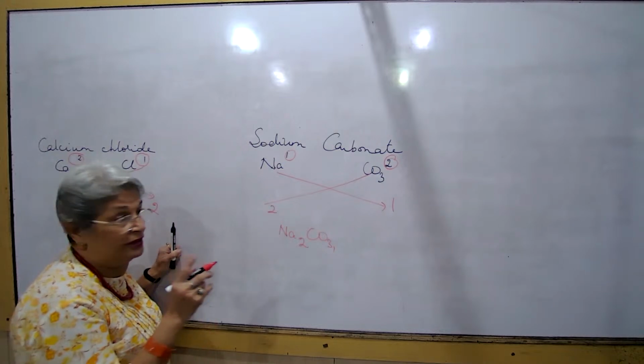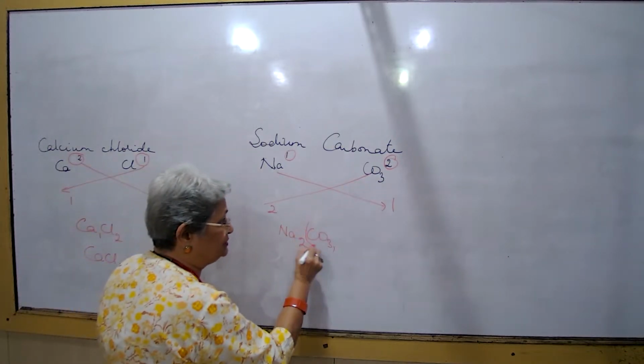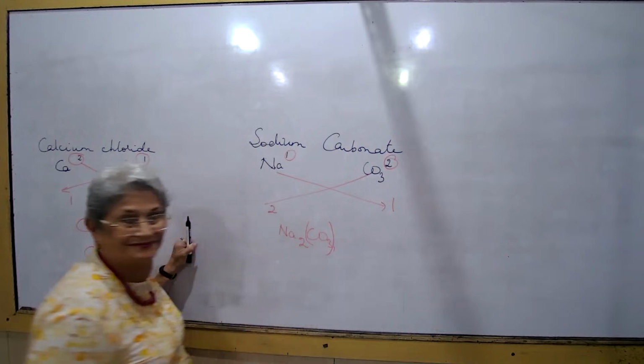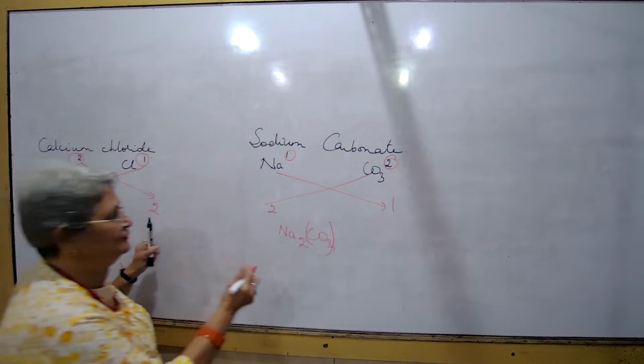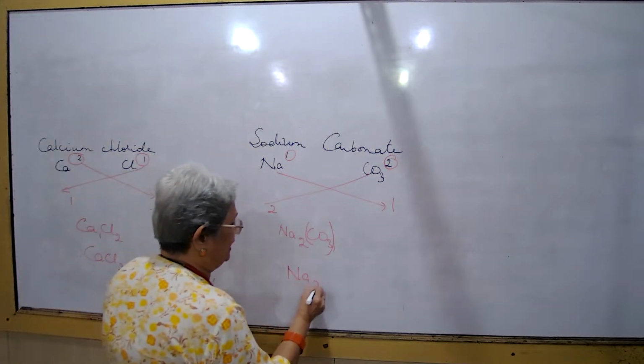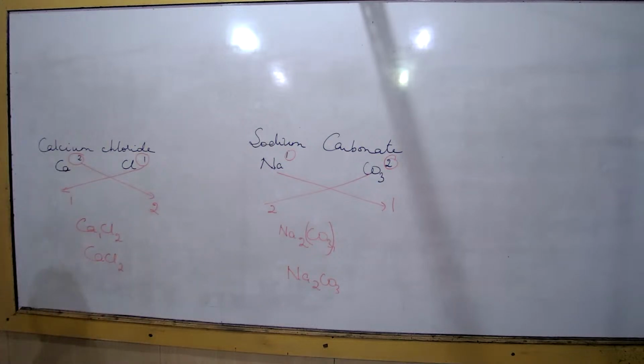Now, CO3. So this whole thing is 1. It will make a difference here because C1, O3, 1. C multiplied by 1 is C. O3 multiplied by 1 is 3. So the final formula will be Na2CO3. Who have not understood this, raise your hands. All of you followed it?